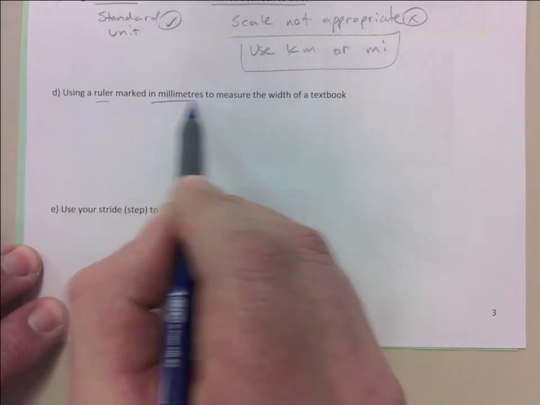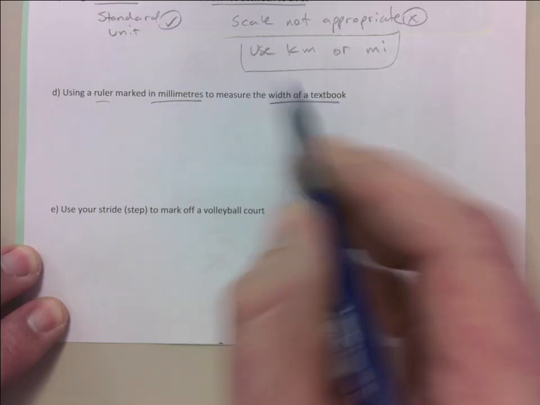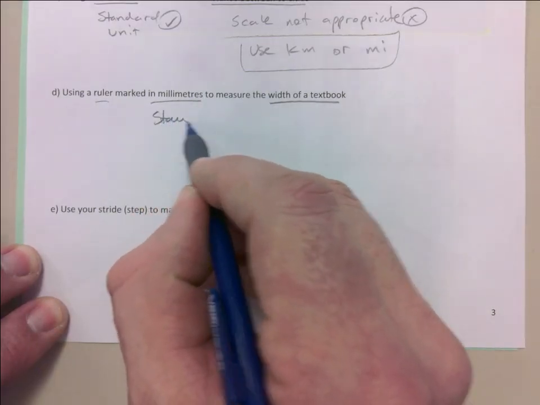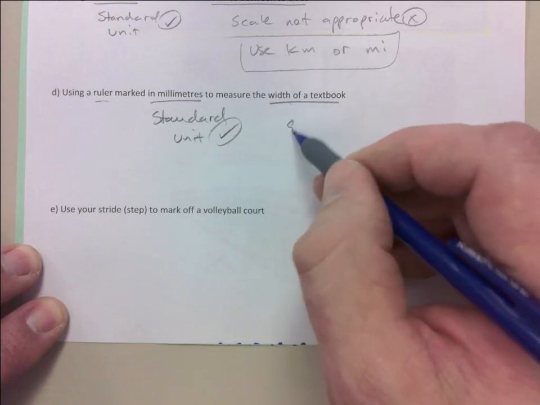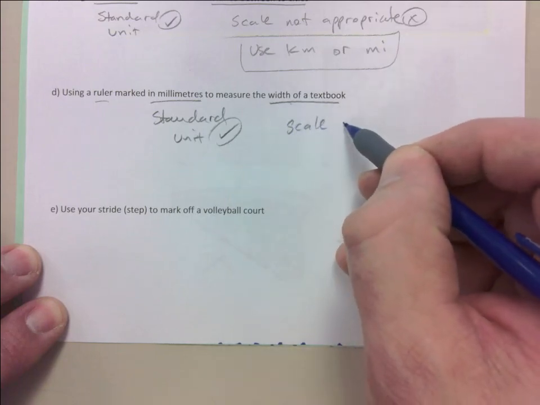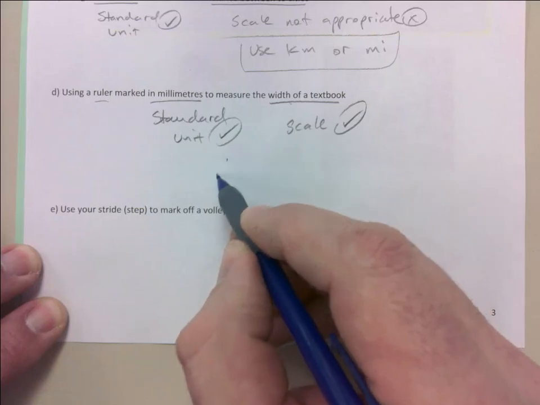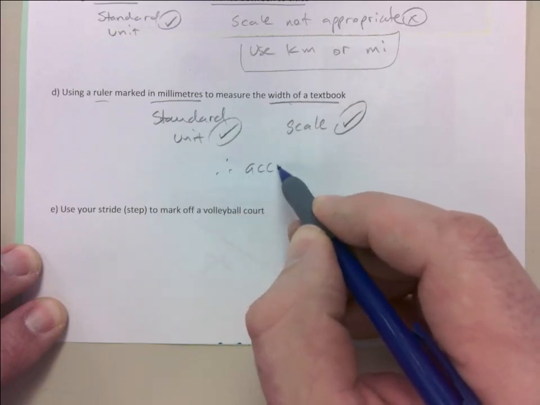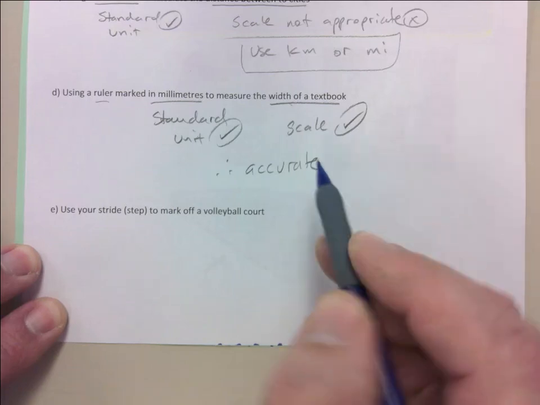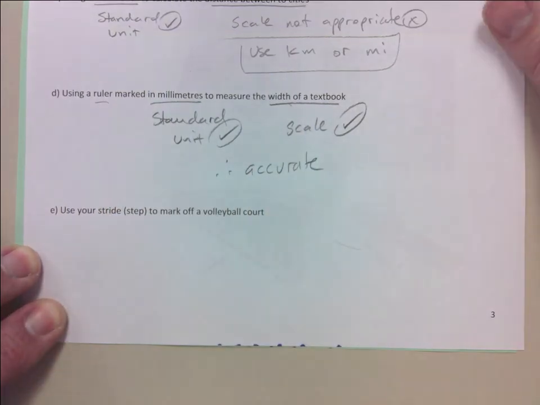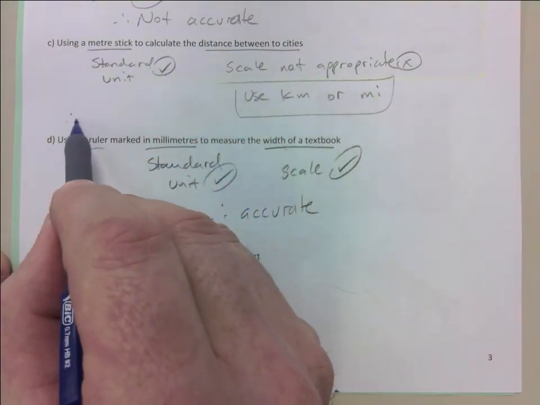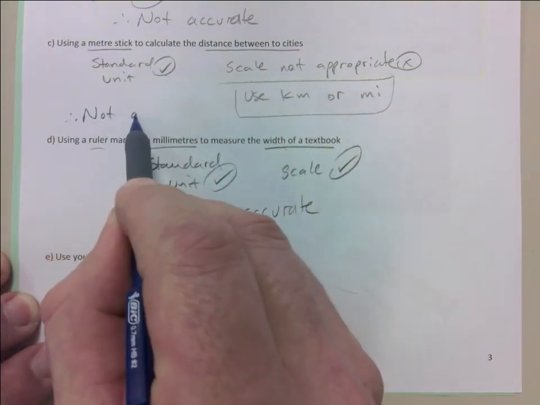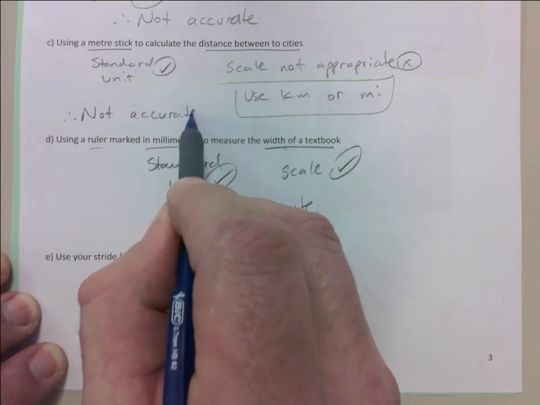A ruler marked in millimeters to measure the width of a textbook. This would be standard. Millimeters are definitely standard. Width of a textbook, the scale is also okay. Okay, therefore accurate. Okay, I forgot to mention the one before. The way I answered, I would say therefore not accurate, or inaccurate.